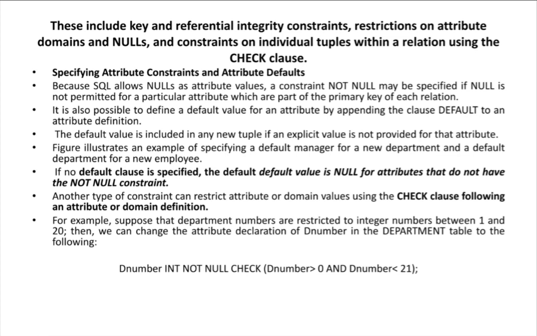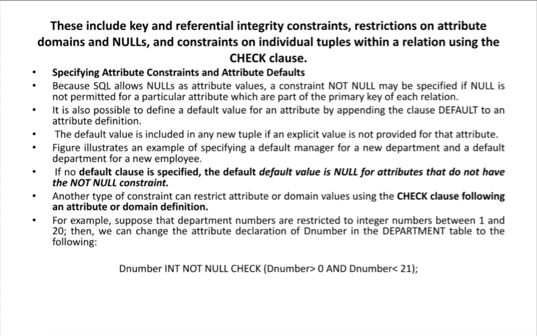And also a not null constraint may be specified for the attribute if the null is not permitted for a particular attribute. For example, for a primary key, you can specify not null constraint. You are telling that primary key value should not be null. So you can tell that primary key value should not be null using a not null constraint, right? Hope you are understanding.